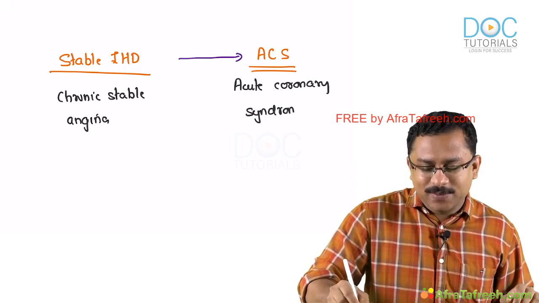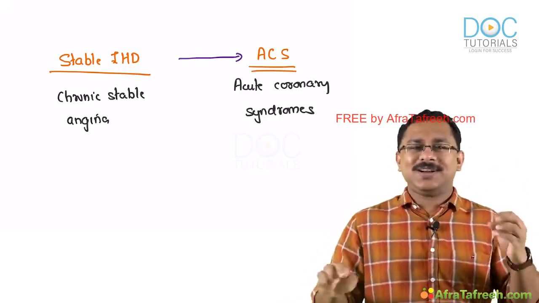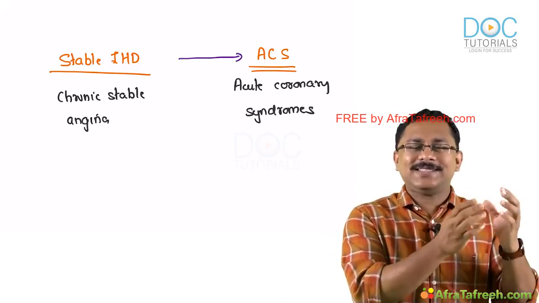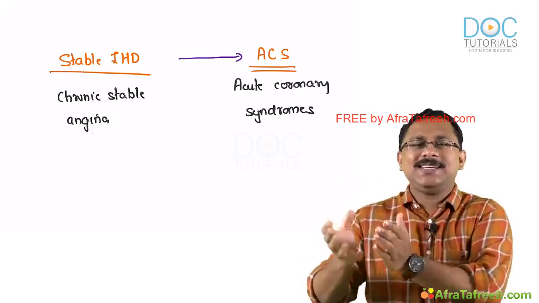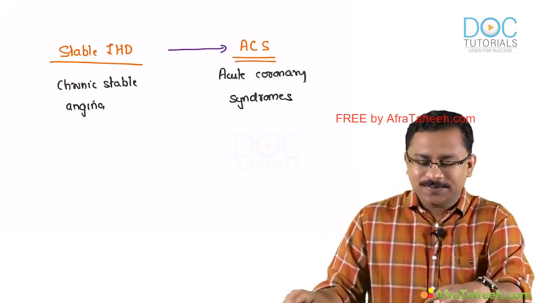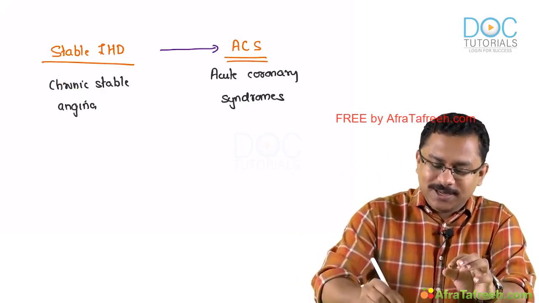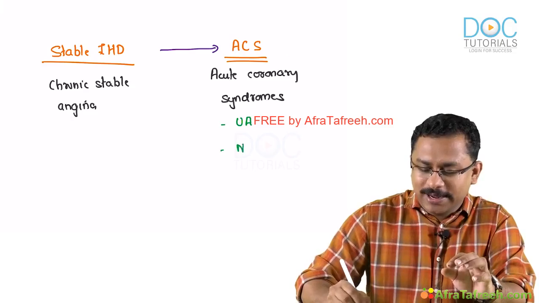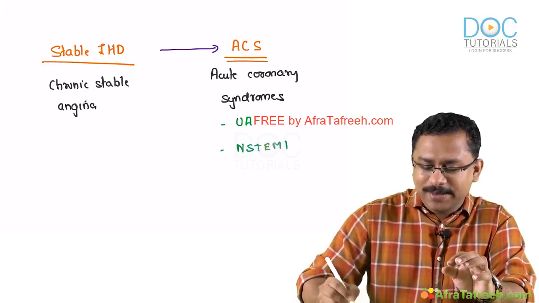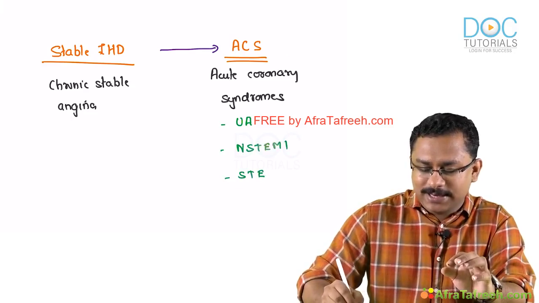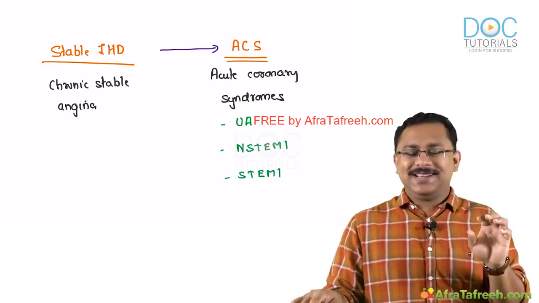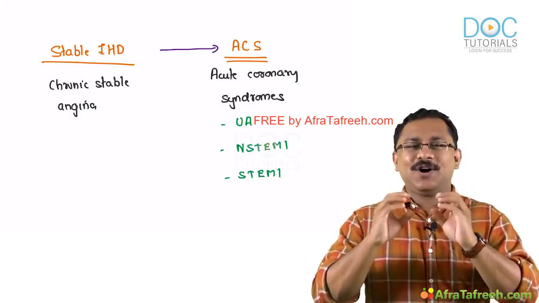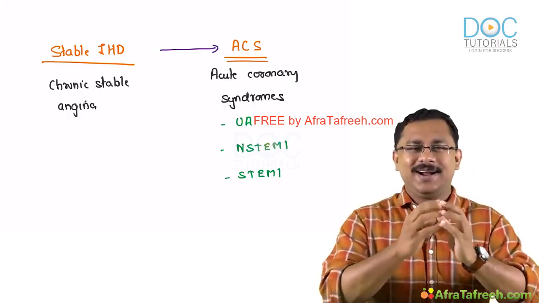Under IHD, we will be learning these two terms: what is a stable ischemic heart disease or chronic stable angina, and the acute coronary syndromes. In the acute coronary syndromes come unstable angina, the non-ST elevation MI, as well as the ST elevation MI. We will discuss each in detail, do not worry about that. So now you have an overall understanding of ischemic heart disease.